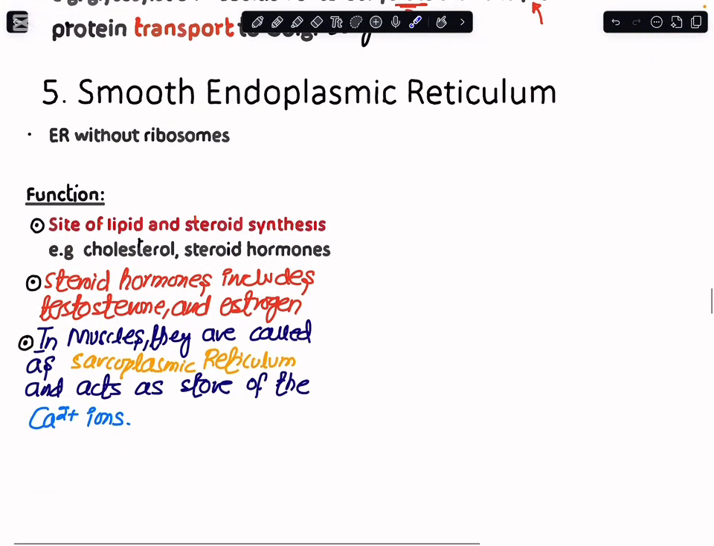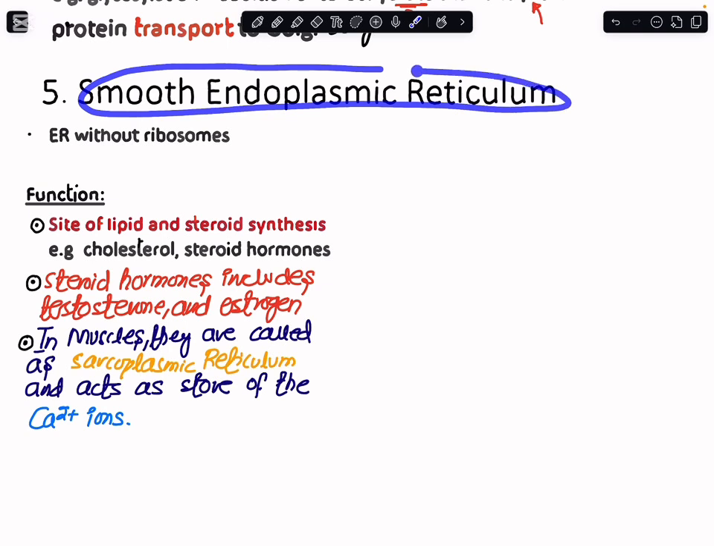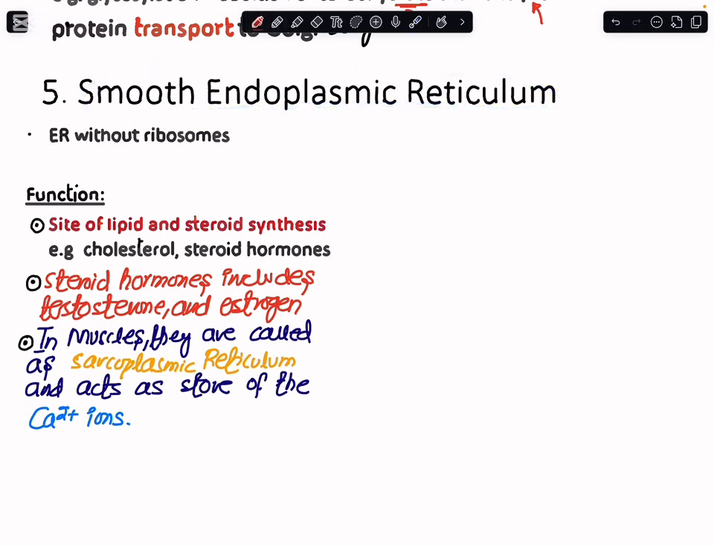Further moving on, we have got the smooth endoplasmic reticulum, and these smooth endoplasmic reticulum are so called because I have shown you in the diagram that they do not have any ribosomes on them. Then the question is what functions these smooth endoplasmic reticulum would be performing. So the simple thing is that the SER is the site of lipid and steroid synthesis. Okay, by steroid synthesis, what we mean is that we make some steroid hormones. Okay, and in the steroid hormones, we have got two major hormones to be discussing.